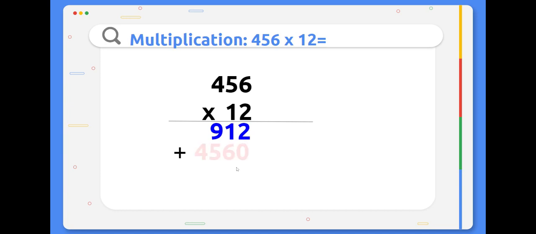All right, so let's now add these up. We should say 2 plus 0 is 2. 6 plus 1 is 7. 5 plus 9 is 14. Carry the 1. 1 plus 4 is 5.